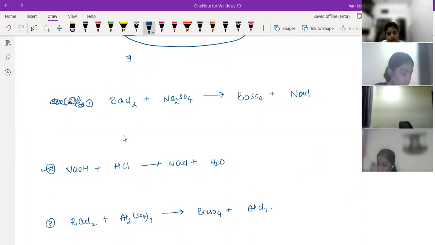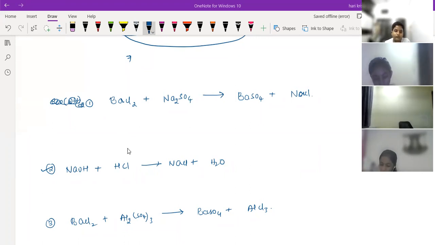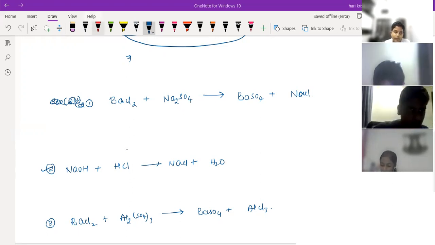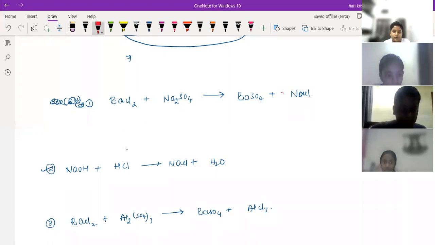Remaining people, can you find out the formula names? What is the meaning of BaCl2, Na2SO4, BaSO4? Excuse me, sir. Yeah. Sir, is the answer for the second one BaCl2 plus Na2SO4 gives BaSO4 plus 2NaCl? Very good. Thank you. Just you have to place 2 here, right? Sir, can you explain how to balance these equations? Yes or no?